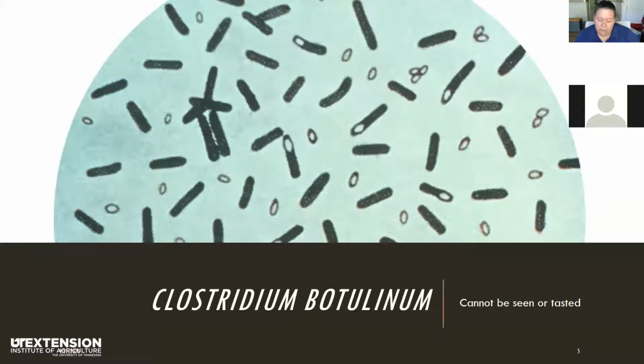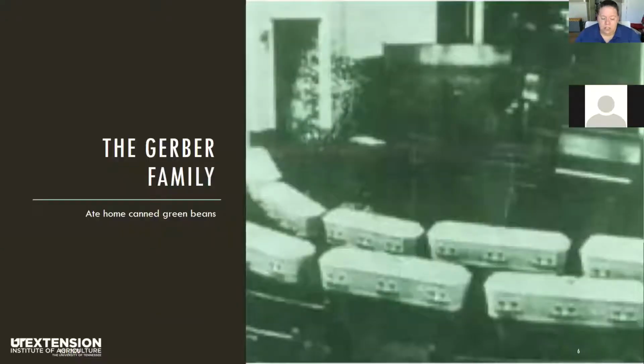But botulism is one of those that creates a spore. And when in home canning, it creates the right environment for that spore to potentially become a vegetative cell. We'll go a little bit over that more in a little bit, probably more in the pressure canning aspect of this class. One of the most well-known botulism outbreaks was with the Gerber family.